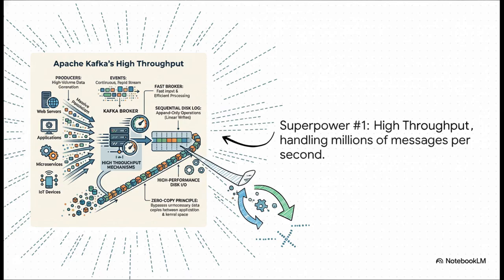This diagram points to 2 big reasons. First, it writes to the disk sequentially, just one continuous line. Hard drives are really fast at that. Second, it uses a trick called zero copy. Instead of copying data from the disk to the application, then to the network, it just pipes it straight from the disk cache to the network socket. It cuts out the middleman, and that makes it fly.